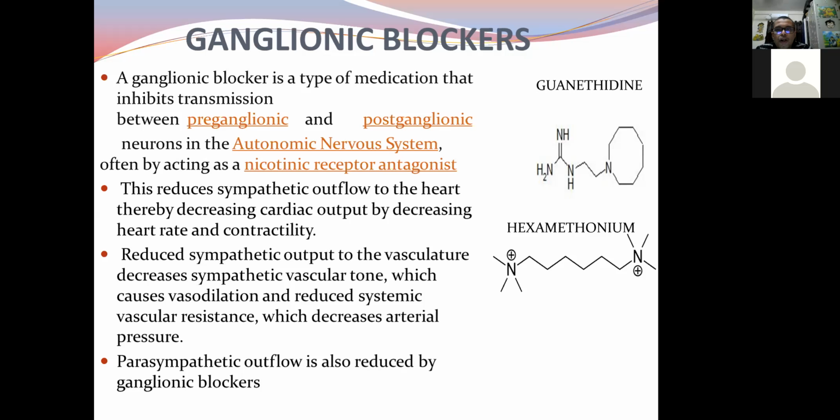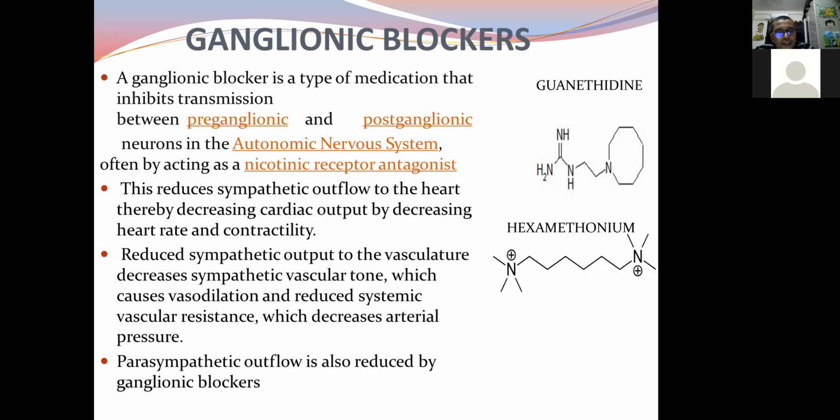So thus they control the blood pressure. This reduced sympathetic outflow to the vasculature decreases your sympathetic vascular tone, which causes vasodilation and reduces your systemic vascular resistance and decreases your arterial pressure. So they act both on the heart as well as your peripheral vascular smooth muscle system, and thus your blood pressure can be reduced.